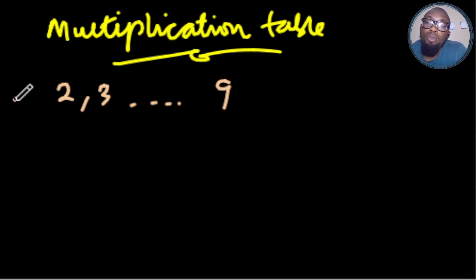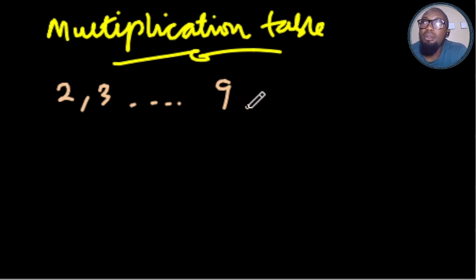Table of 1 is not something crazy. It's a math fact: any number multiplied by 1 is the same number. So we don't have to go 2 times 1 is 2, 3 times 1 is 3, 4 times 1 is 4. Waste of time. But where things really begin to change is when you have 2, because answers are not repeated, all the way to 9.